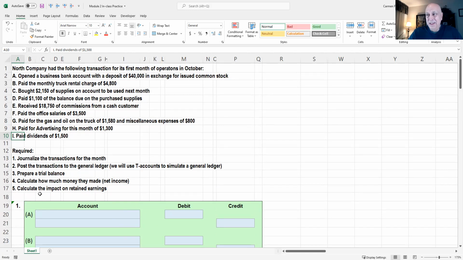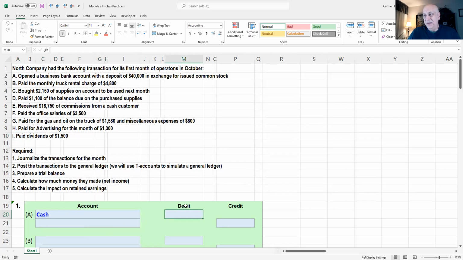So let's get started. So first of all, we opened a business bank account with a deposit of $40,000 in exchange for issued common stock. Okay. So what's happening here? Cash is coming in. What type of account is cash? Cash is an asset, correct? So we are going to find the account called cash.